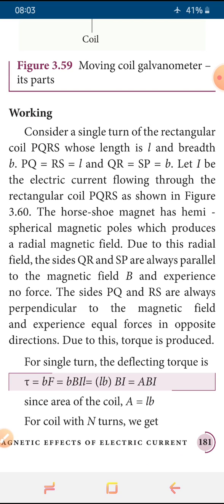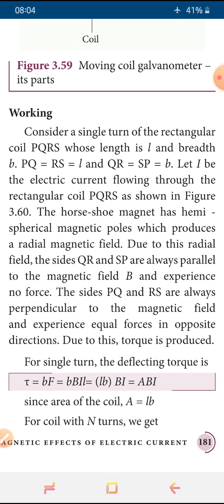Here PQ and RS is taken as the length L. Here we have taken it as L. And QR and SP is taken as B. Say I current is flowing through the rectangular coil PQRS as shown in figure 3.60.